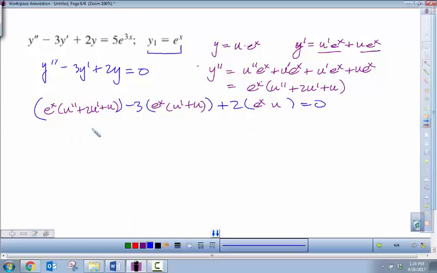All right, we can factor out an e to the x again. And then what do we have left? We have u double prime. This is 2 minus 3, that's negative 1, minus u prime. And then the u's, there's 1 here, 1 minus 3 is negative 2, and then negative 2 plus 2 is 0. That's it.